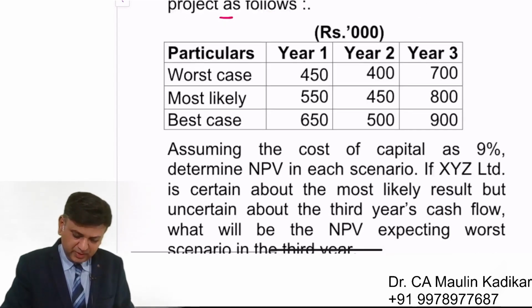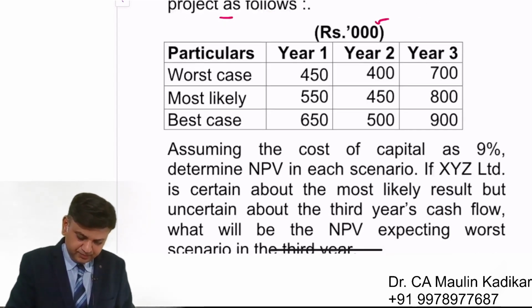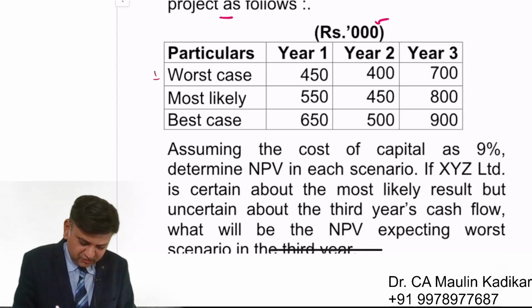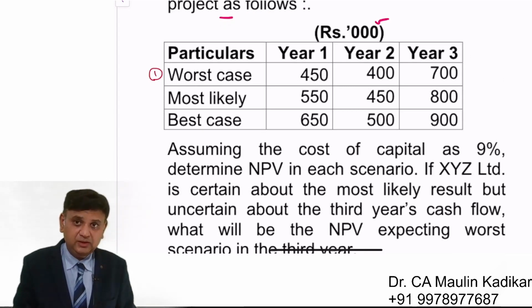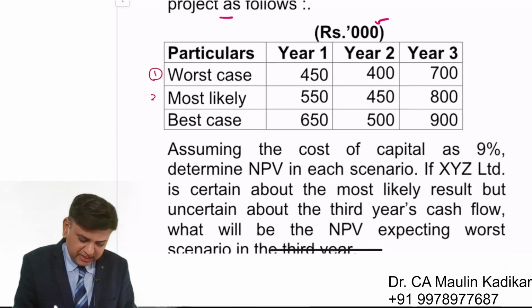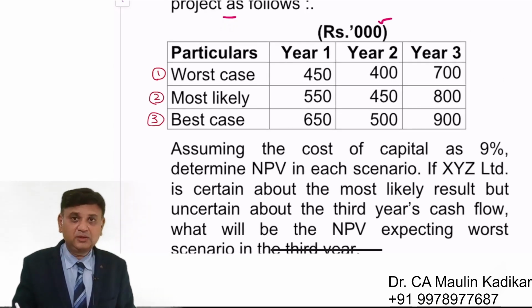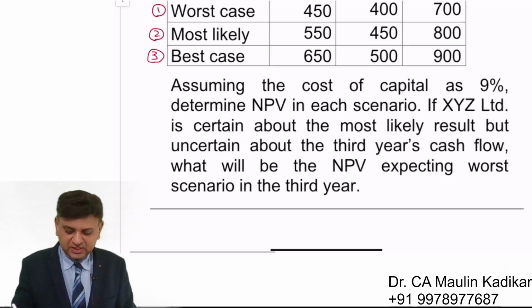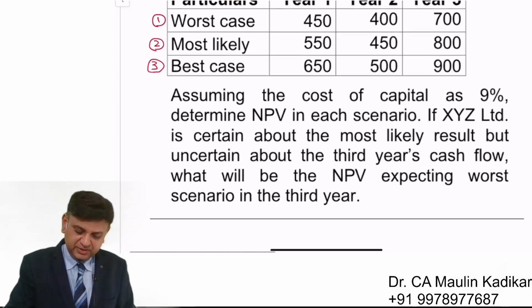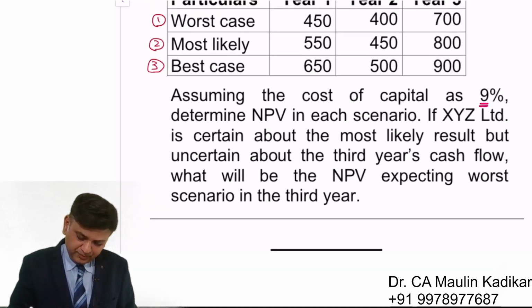So the cash flows are provided to us in 1000 terms. In worst case, what will be the cash flows that have been given? In most likely case, it has been given. And in best case, it has been given. Assuming that the discounting rate or the cost of capital is 9%. Determine NPV in each scenario.